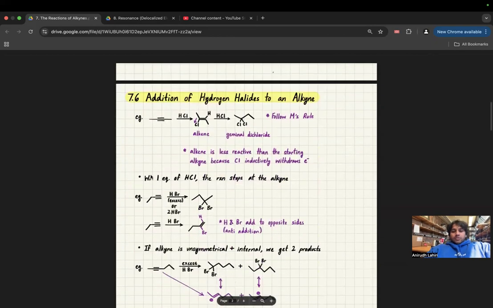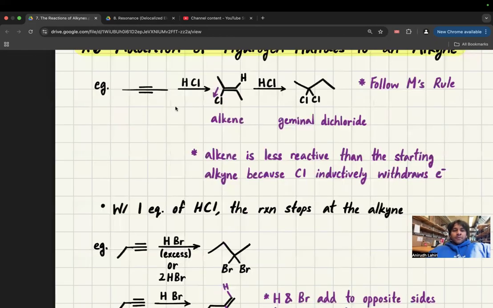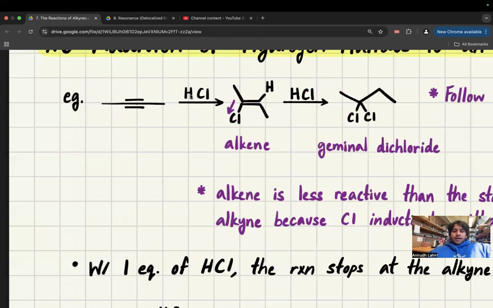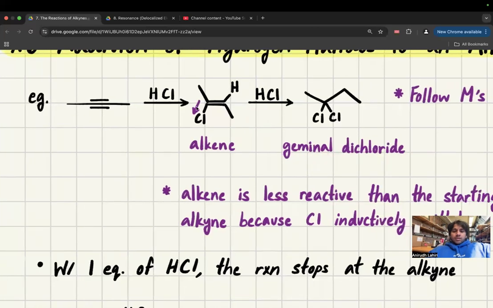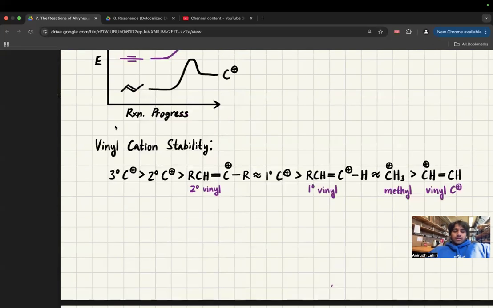Addition of hydrogen halides to an alkyne. Okay, so they follow Markovnikov's rule. The alkene product is less reactive than the starting alkyne because Cl inductively withdraws electrons. So what's going on here? Once I add the HCl here, I have a double bond. I added H on one side and a Cl on one side, right? So what do I mean by less reactive? So this structure is less reactive than just a regular old double bond like this, right?